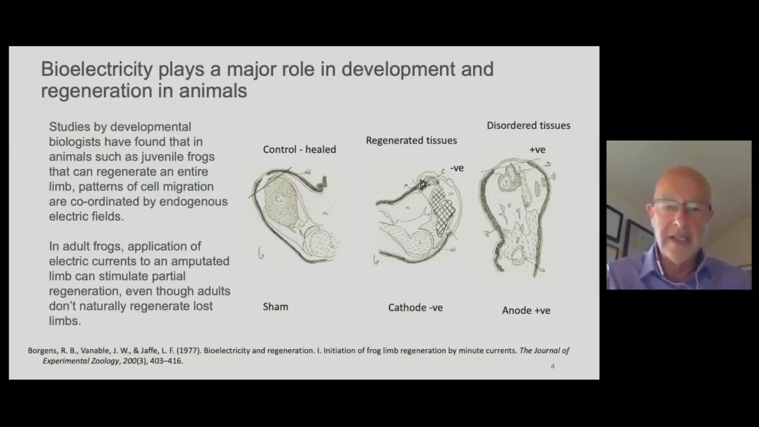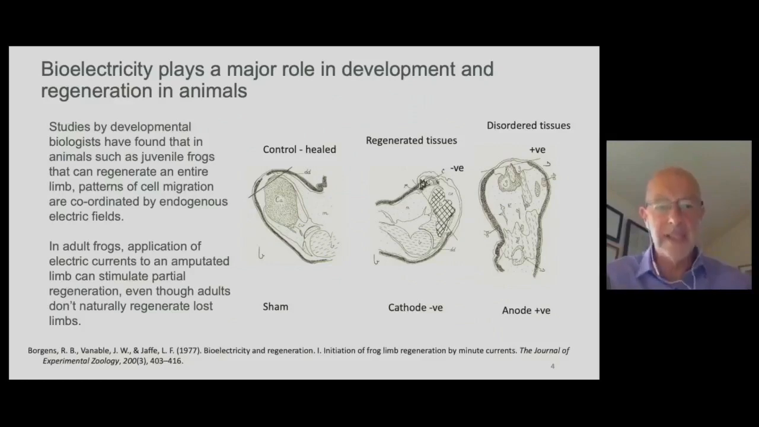And in fact, in some experiments in the 1970s, the investigators applied an electrical stimulation device to the cut ends of adult frog limbs. Adults don't normally regenerate, but they found when the negative electrode was at the distal tip, they got a pretty good attempt at regeneration with new bone, new muscle, new nerves, whereas with the anode, the positive electrode at the tip, they really got a scrambled, disorganized tissue.